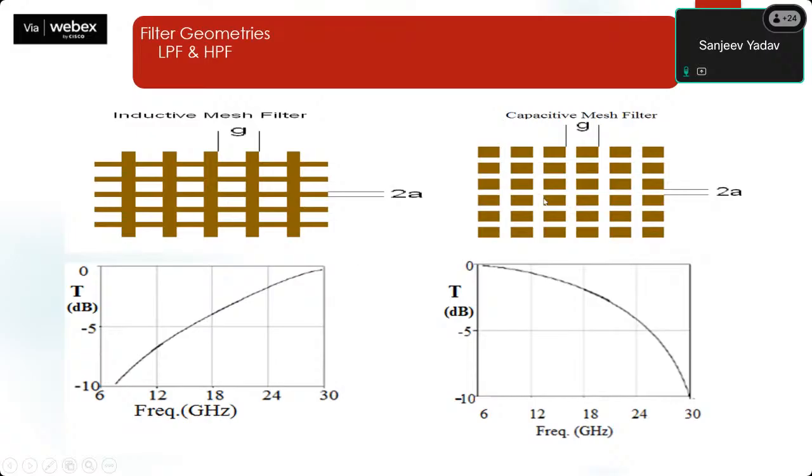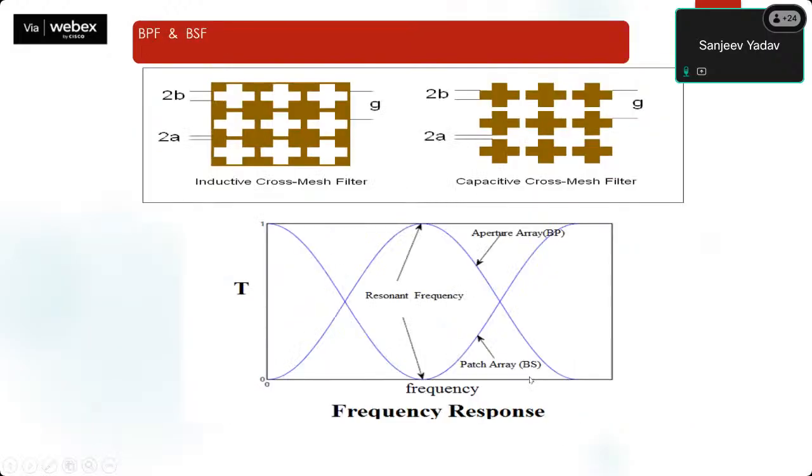And you can see that both structures, the inductive mesh and the capacitive mesh, are complementary of each other. That's why the results are complementary of each other. Here you can see directly. For the band pass filter and band stop filter, again the same thing is going to happen. Here, one band is passing and one band is stopping for the transmission as well as the frequency response.